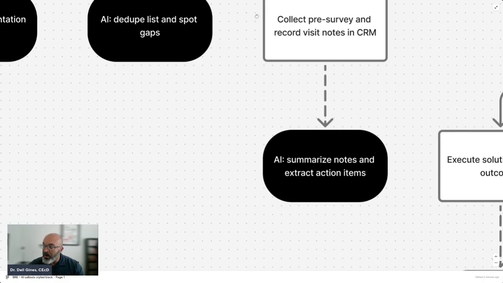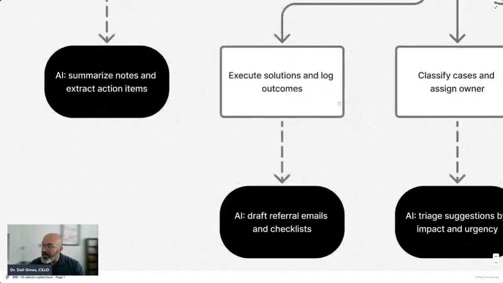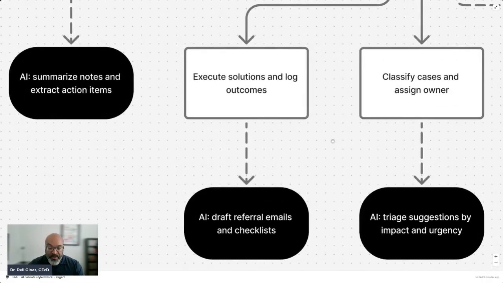Let's look at one more before we close the video. That's one of the most basics. So, execute solutions and log outcomes. AI can draft referral emails and checklists, classify cases and assign owners, triage suggestions by impact and urgency based upon reviewing the survey findings and maybe the focus groups or the interviews. It may be able to flag, hey, these seem to be critical needs by this company here, or this is the range of needs that we see.